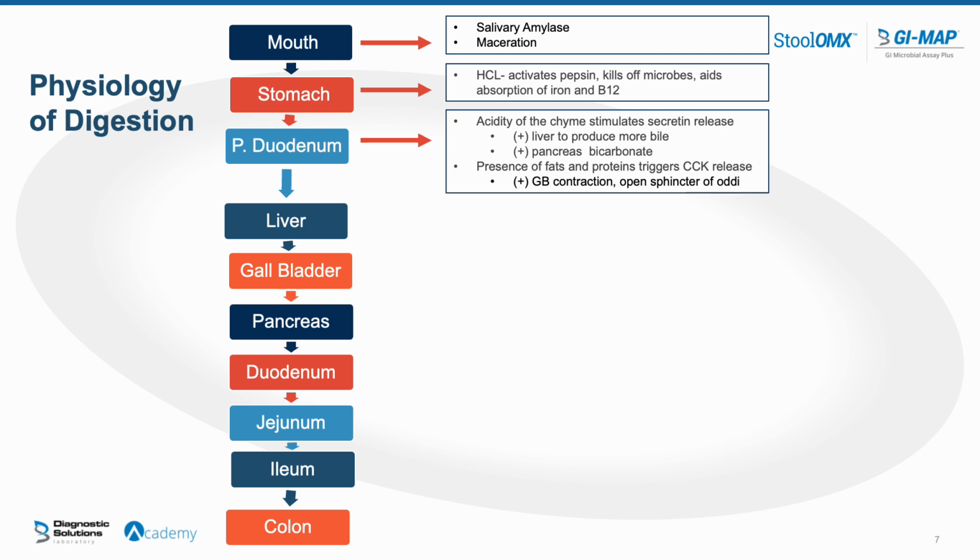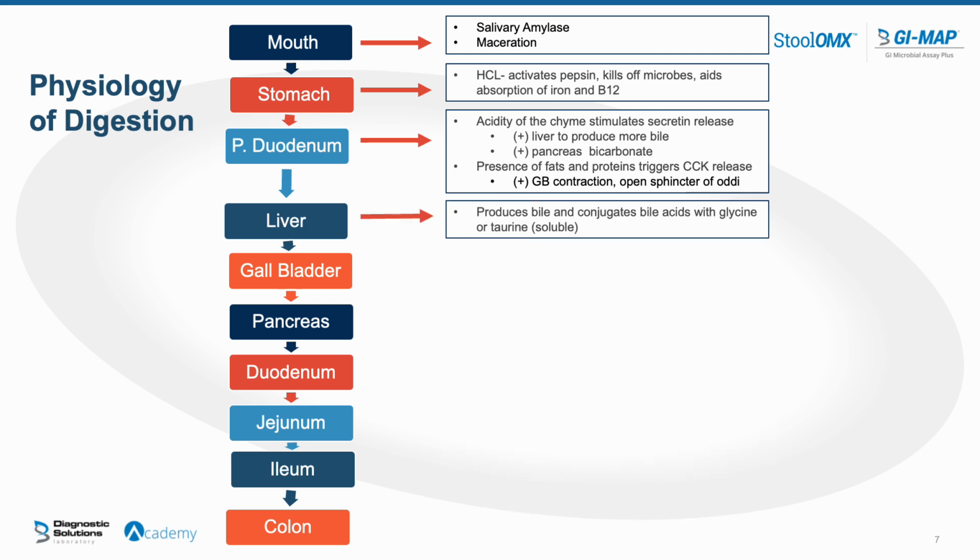The other thing that happens is that when fats enter into the small intestine, CCK or cholecystokinin is released and signals the gallbladder to not only contract, but also for the sphincter of Oddi to relax, allowing the release of stored bile and pancreatic enzymes to flow into the intestines for fat digestion.